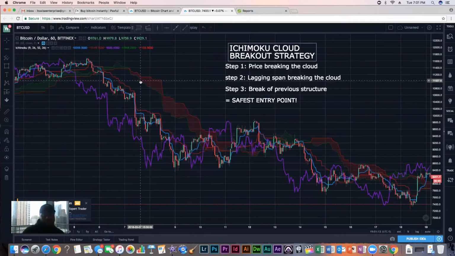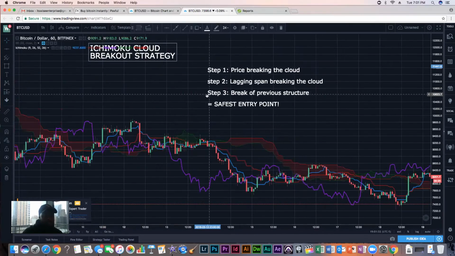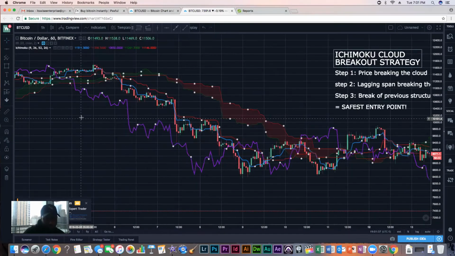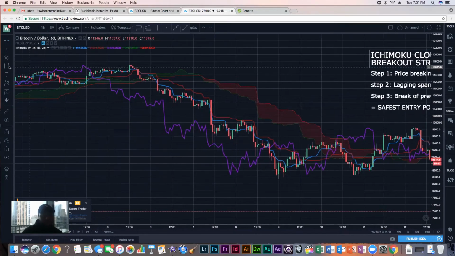So the main components that we need to focus on here are direction of the cloud, price over or under, the lagging span, and break of structure. Step one is price breaking the cloud. So let's zoom in over here. You want to see the price break the cloud with momentum. You see it broke out of the cloud right there.